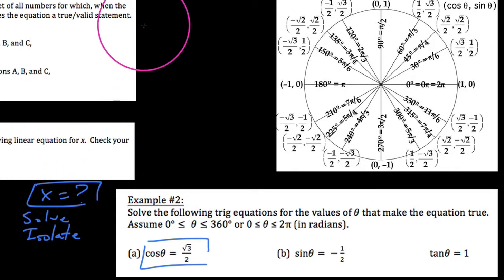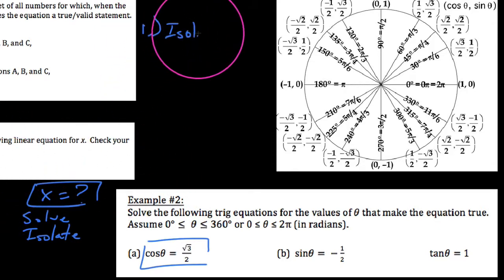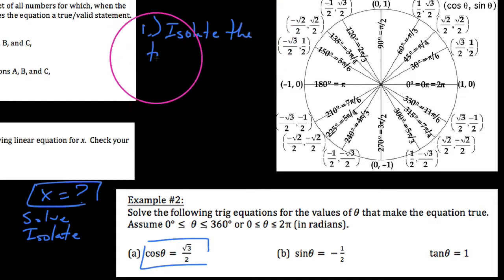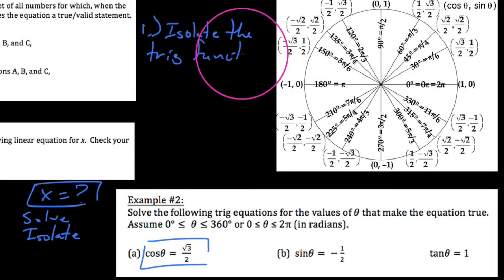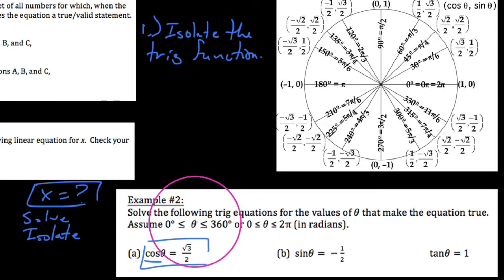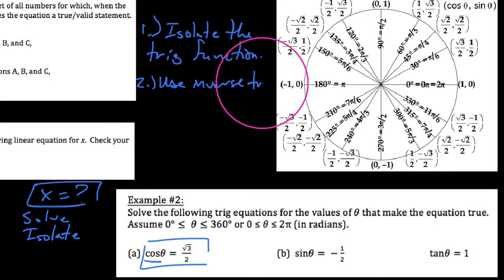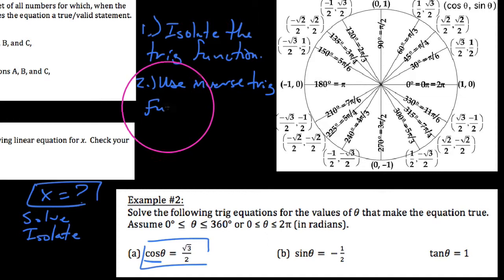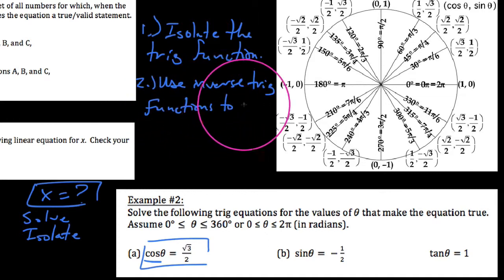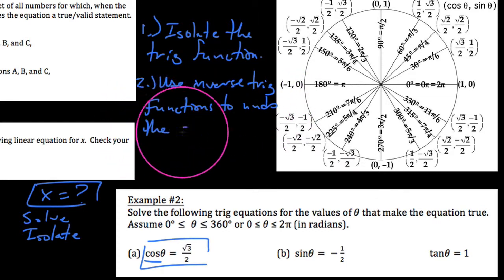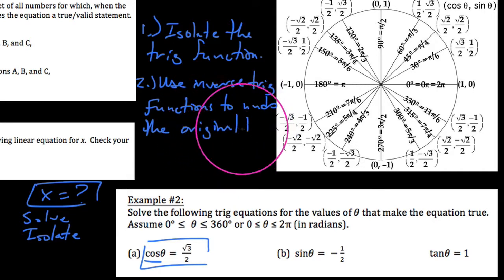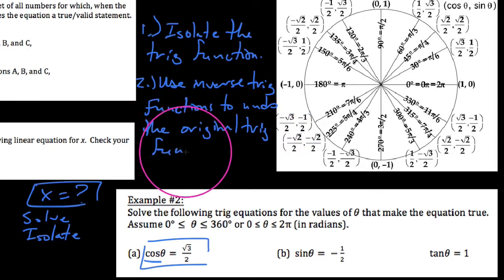But step number one is always this: isolate the trig function. By trig function, what I mean is I've gotten, say, cosine of theta by itself on one side of the equation. In all these equations here, I already started off by isolating the trig function. But this is step one. Step number 2 is this: use inverse trig functions to undo the original trig function. We want to write this down.